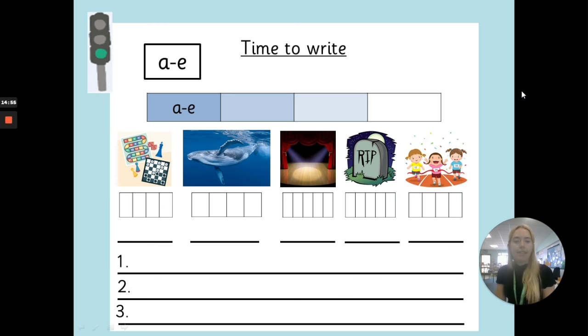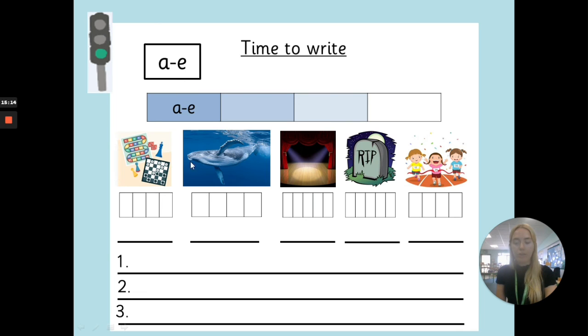Okay, so at this point, the children would go off and they would do their writing mat. This part here could have been at the start of the teach point, where the children were practicing having a go at forming split vowel digraph A. But like I said, you could do that on whiteboards as well. But there's just an opportunity there for them to practice it.